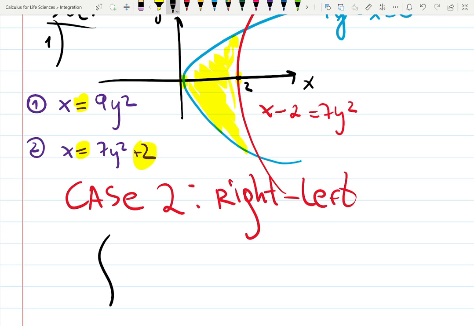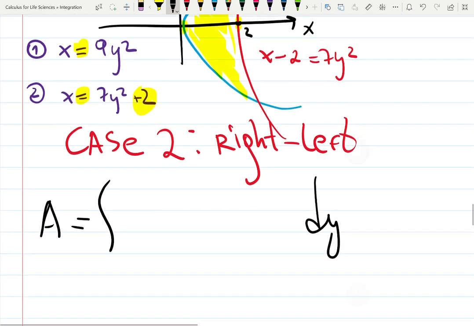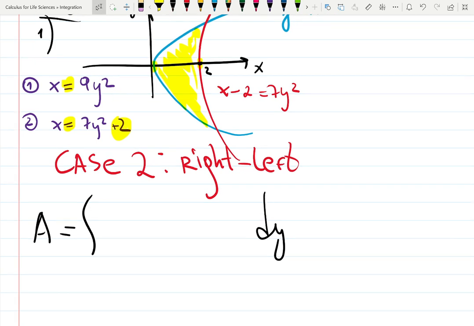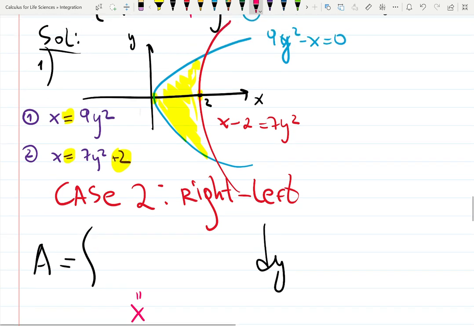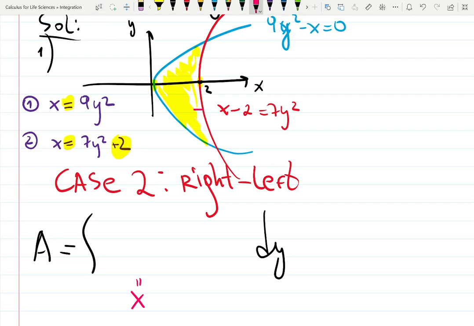So the integral will be in terms of dy. The area is the integral between two graphs. One is on the right. Which one should I write down first? Red one. X equals, which one did you say? 9y squared looks like it's to the left to me. Oh, it goes like this, remember. It goes from the right to left. So right goes first. It's the bigger one.